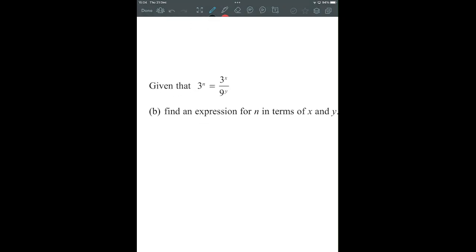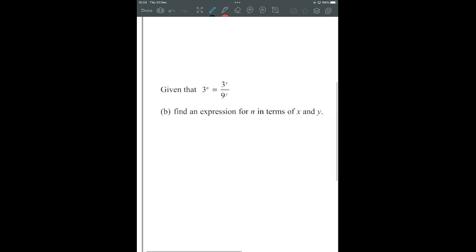Part B is quite a tricky one for two reasons. One, there's lots of letters. We want n in terms of x and y, but also notice that that y is not on a 3. So our first thing we need to do is notice that 9 is 3 squared. Change the base so they're all the same.